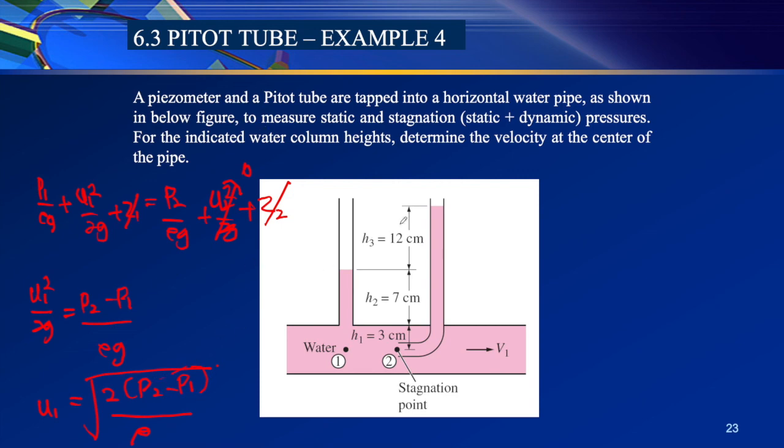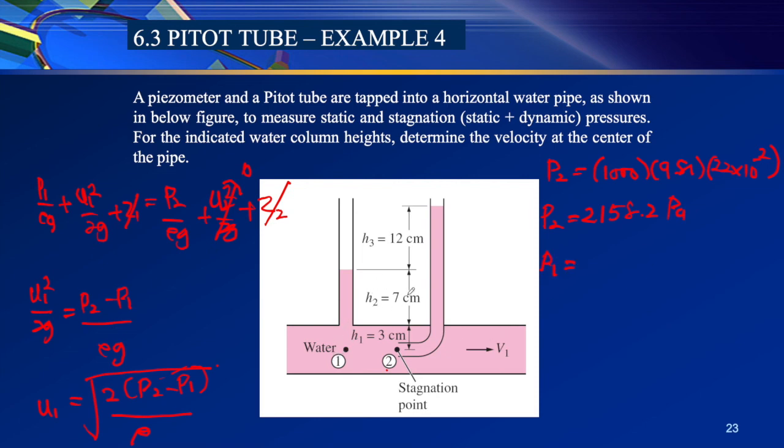So now we have to calculate what is P2 and P1. P2 is 12 plus 7 plus 3. Am I right? 7, 10, 22 centimeters. So rho water, 1000, g is 9.81 times 22 times 10 to the power of 2 because centimeter. So P2 is 2158.2 Pascal. So now we have to find what is P1.